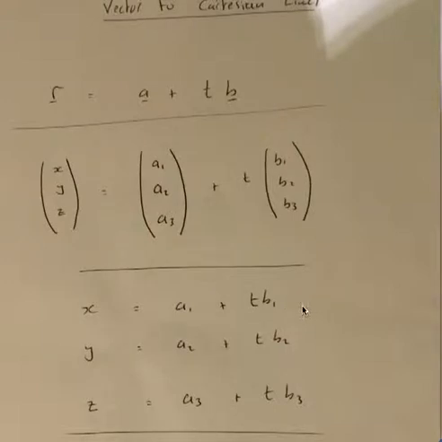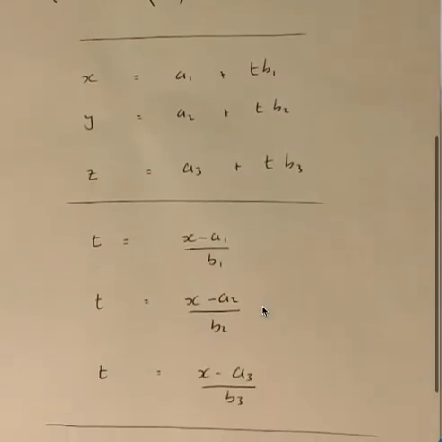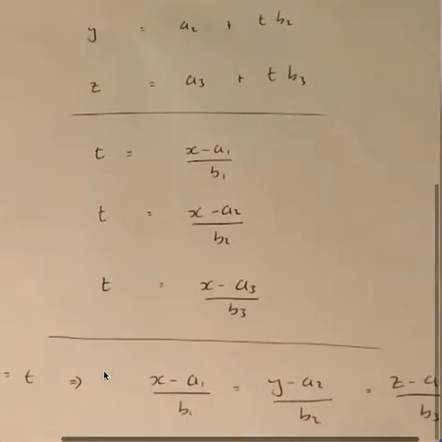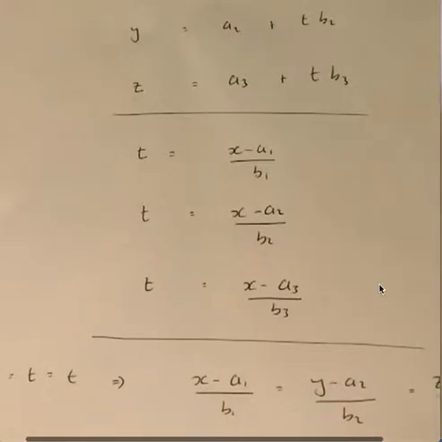Now if I rearrange the algebra of each one of these equations to make t the subject, I can express t in 3 different ways. But because it's the same t in each case, of course, t must be equal to t must be equal to t. So this t must be equal to that t must be equal to that t. It's all the same t.